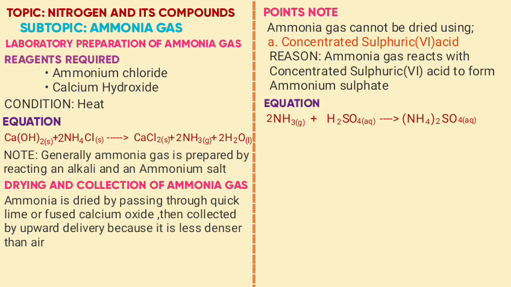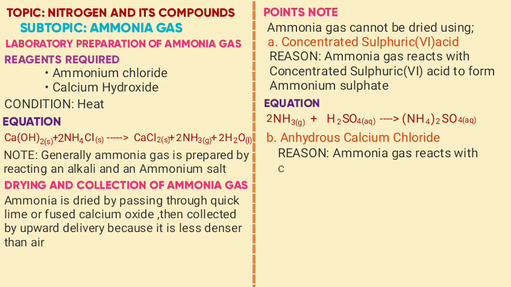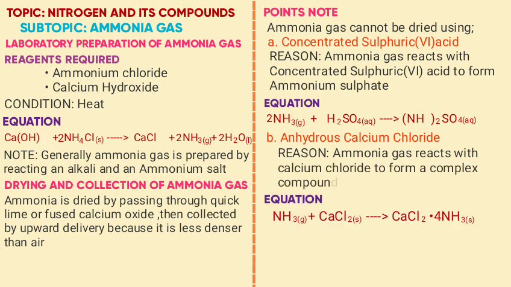Now, B, anhydrous calcium chloride. Reason: ammonia reacts with calcium chloride to form a complex compound. Equation: ammonia gas plus calcium chloride solid, arrow calcium chloride dot ammonia. To balance the equation, place 4 where there is ammonia gas.